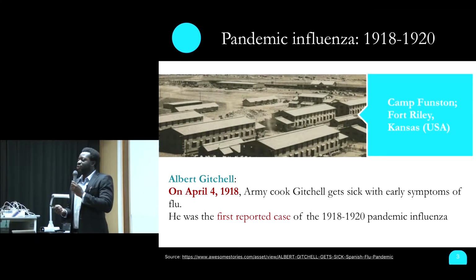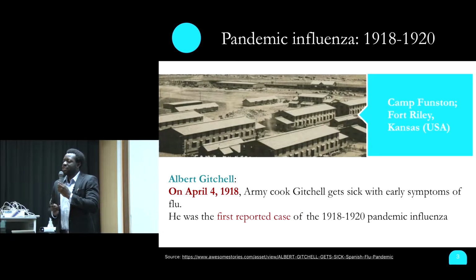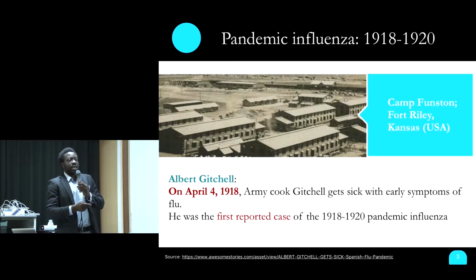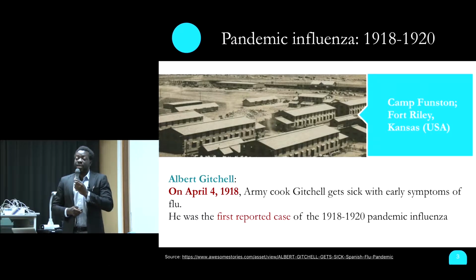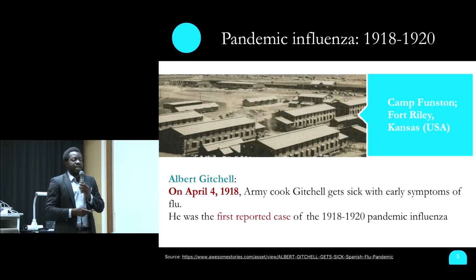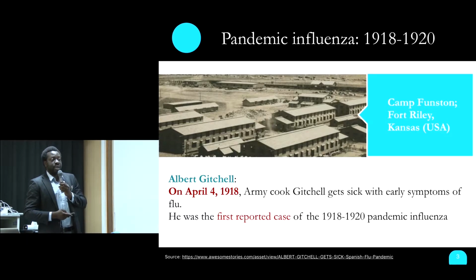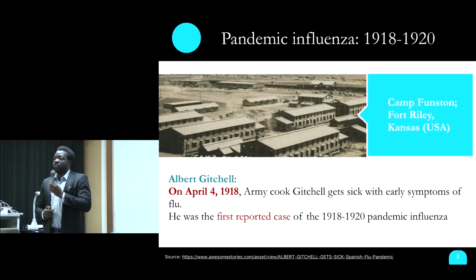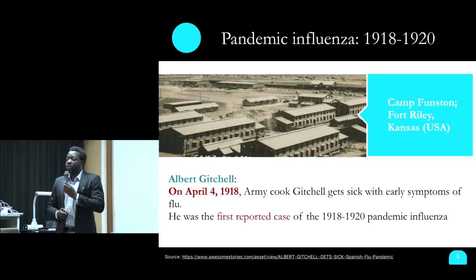1918, I'm sure many of you will remember, is almost around the end of the First World War, in which the United States was involved. And it all started here in this camp. They call it Camp Funston in Fort Riley, on the east coast of the U.S. What happened is that on April 4, 1918, a soldier by the name of Albert Kitchell, an army cook in the military camp, got sick with early symptoms of flu. Actually, it was the first reported case of the Spanish flu in that year.